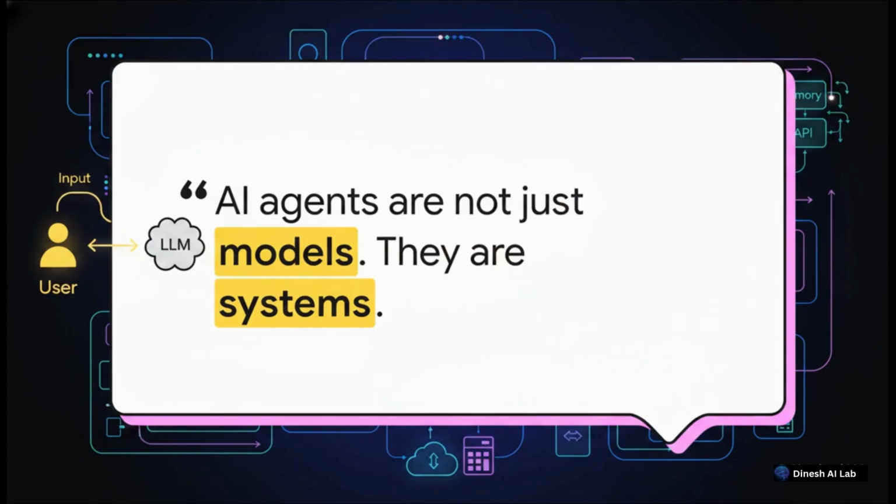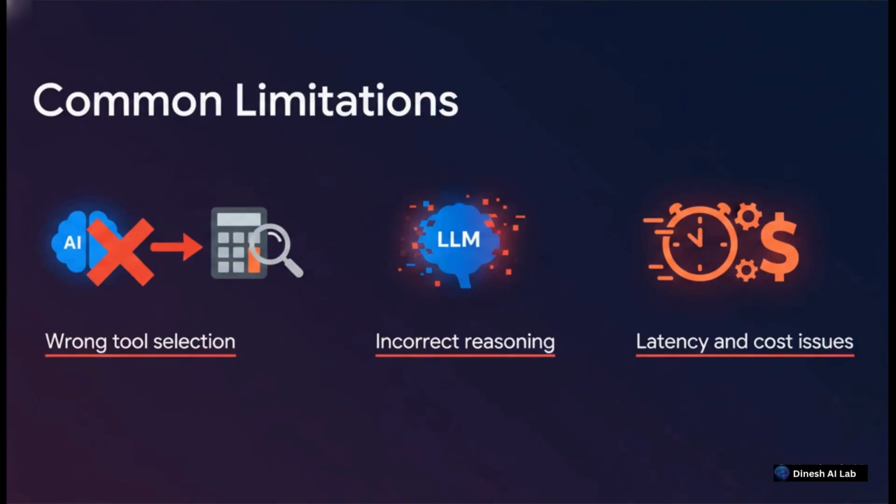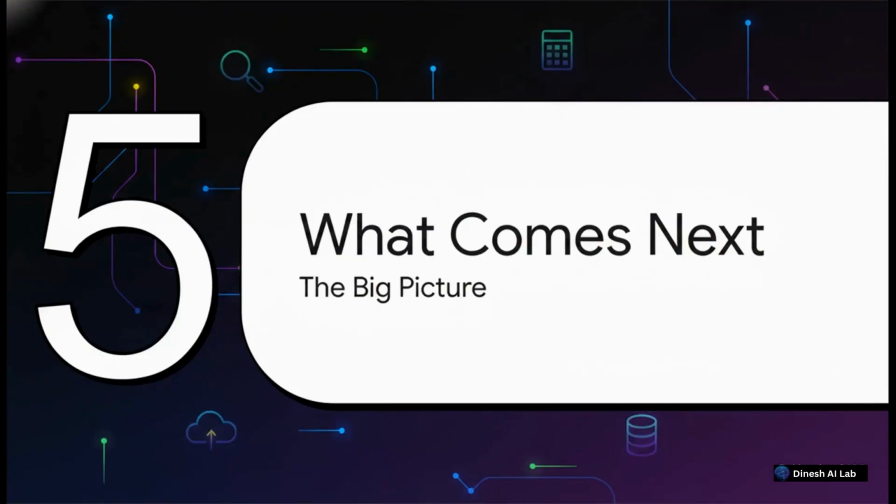Now, of course, these systems aren't perfect. Yet, they can still pick the wrong tool sometimes or make reasoning mistakes. And yeah, all these extra steps can add delays and cost. But even with those challenges, they represent a huge leap forward from models that can only spit out text. So with that whole architecture laid out, where do we go from here? What does all this mean for the future of AI?